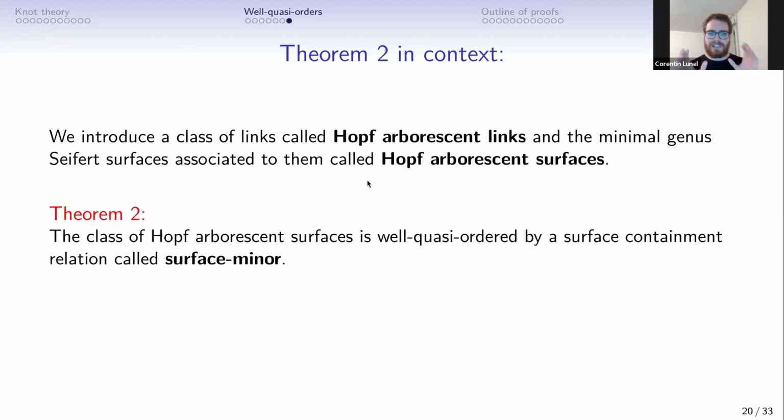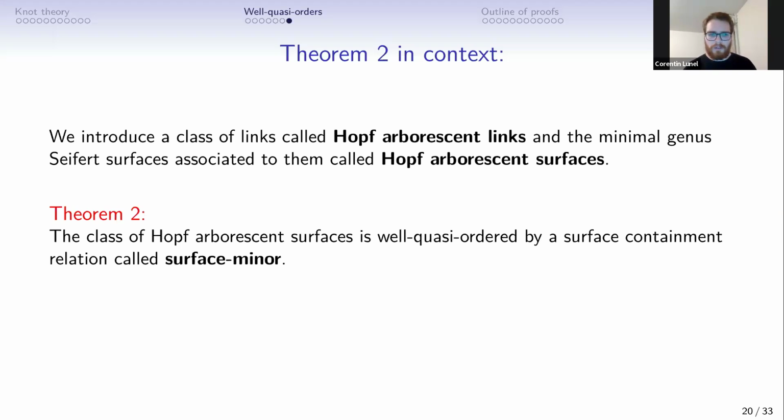We have our class of links that is called Hopf Arborescent links. The minimal genus Seifert surfaces that are associated to them are called Hopf Arborescent surfaces. And we proved that this class of surfaces is well-quasi-ordered by a surface containment relation that is called surface minor.